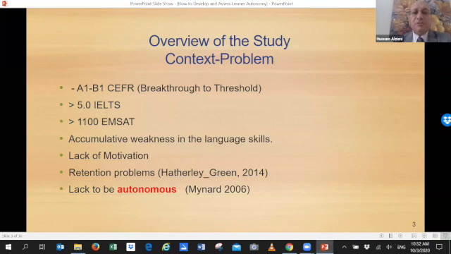What we notice about these students is they have a cumulative weakness in language skills. Some of them seem to lack motivation. We face some retention problems as some of these students leave our colleges for various reasons. But for me, the major thing is the lack of autonomy or academic autonomy for some of these students.